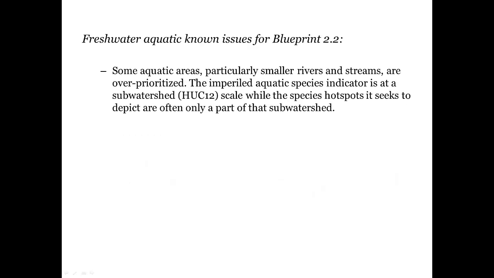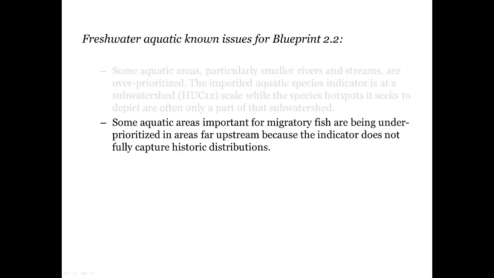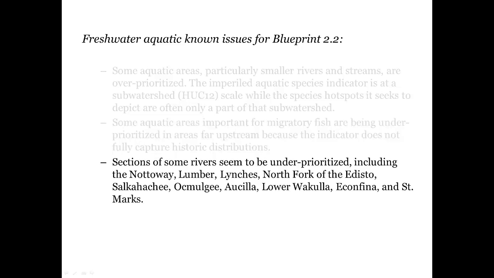Now the freshwater aquatic known issues. Some aquatic areas, particularly smaller rivers and streams, are over-prioritized due to the sub-watershed scale of the Imperiled Aquatic Species Indicator. Some aquatic areas important for migratory fish are being under-prioritized in areas far upstream because the indicator does not fully capture historic distributions. Sections of some rivers seem to be under-prioritized, and investigation into this issue is ongoing.